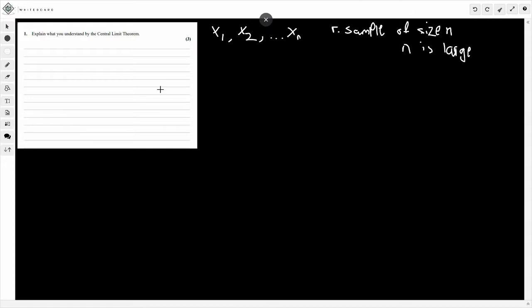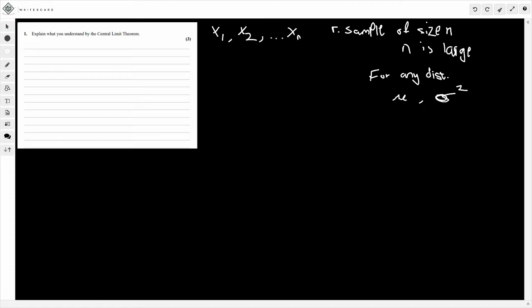So n is large, and this is from a population of any distribution. For example, it could be a Poisson distribution, a binomial, an exponential, anything like that. Because my writing is really scruffy, I'm going to write it shorthand, but this is for any distribution, which will have a mean of mu and a variance of sigma squared.